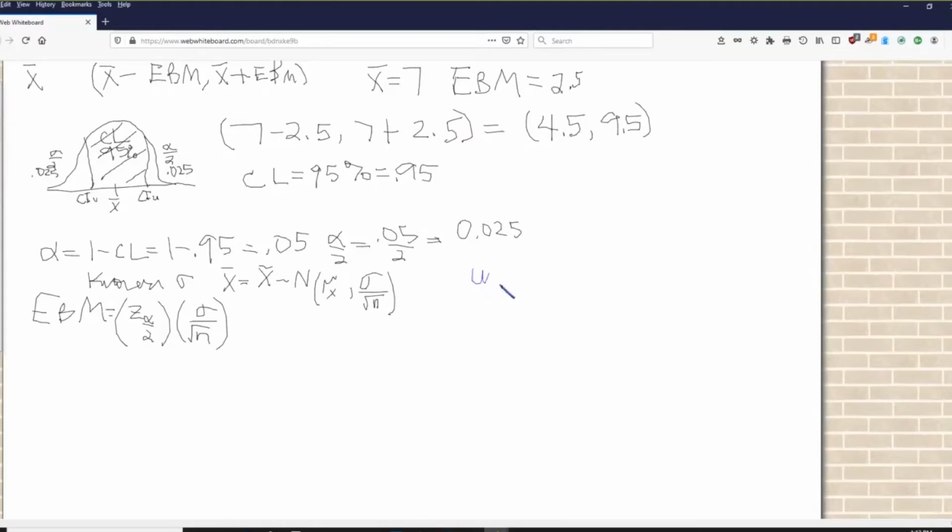Now this is if we have a known standard deviation. If we have an unknown population standard deviation, then we're going to use the student T scores instead of a Z score. And that formula is real similar. The error bound of the mean is going to have a T-score at alpha over 2, times the standard deviation of the sample, divided by the square root of the sample size. And you'll remember that the sample standard deviation is the formula that we used from Module 2.